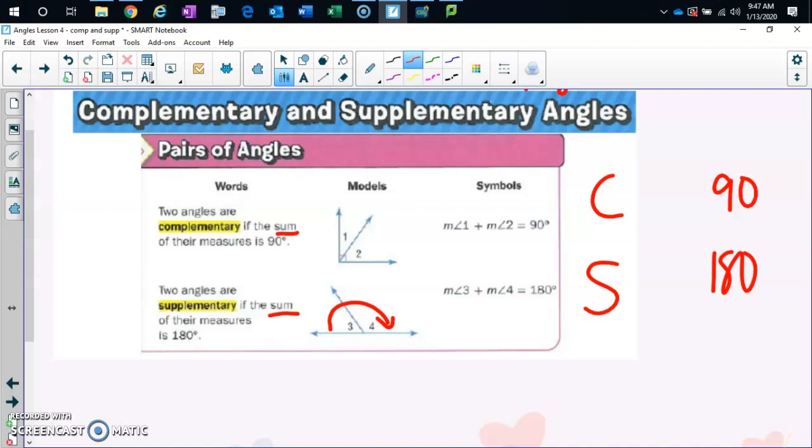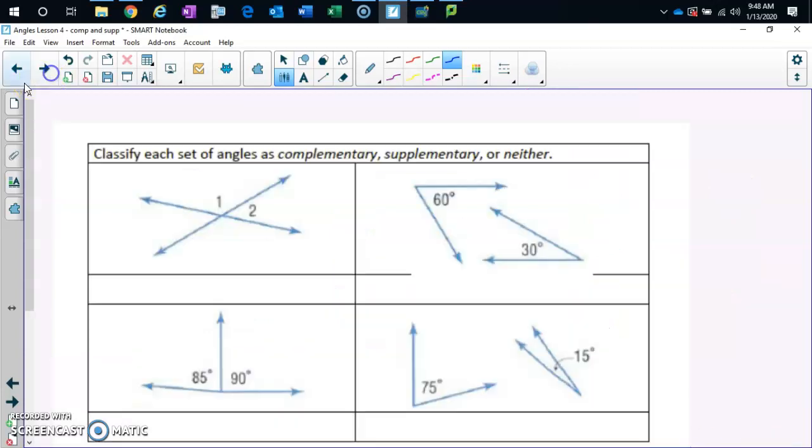Now, another way I've seen teachers show this to kids. Complementary is a C. Look. Couldn't I make that into a 9? 90. Supplementary is an S. 180. Okay? But you need to remember that. Two angles that add up to 90 are complementary. Two angles that add up to 180 are supplementary.